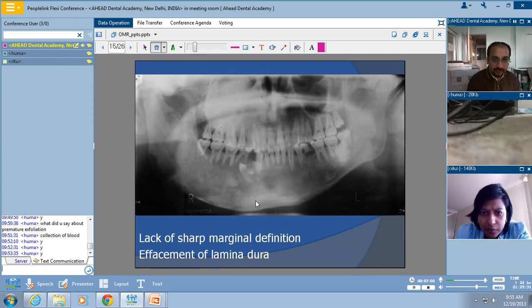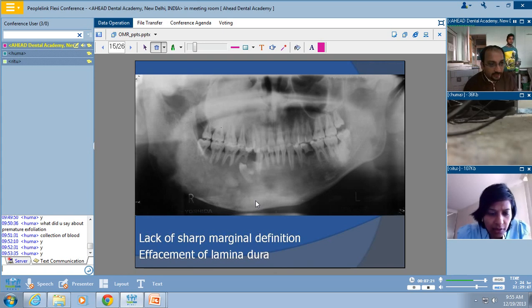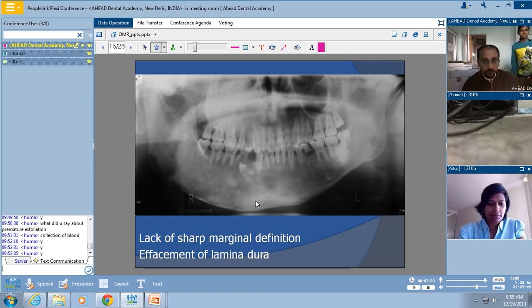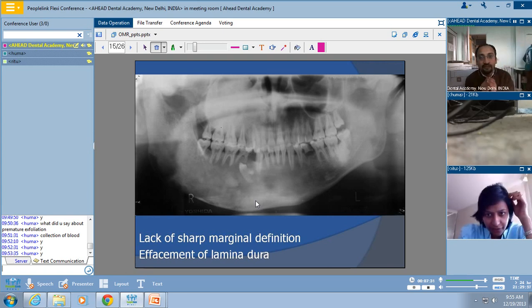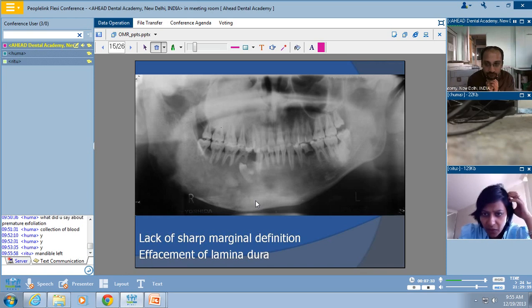Can you guys, in this particular OPG, tell me where is fibrous dysplasia? Is it left side anterior maxilla, right side anterior maxilla, right side posterior mandible, left side posterior mandible? Can you write it down? Can you see the OPG clearly? I think you can. In which part of the entire OPG can you make out where there is fibrous dysplasia?